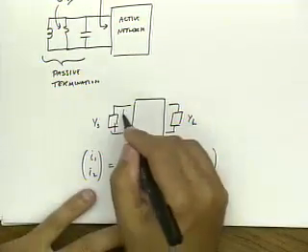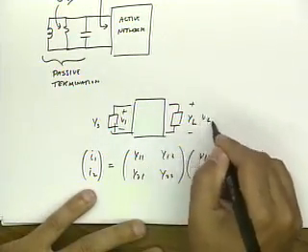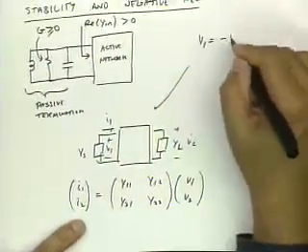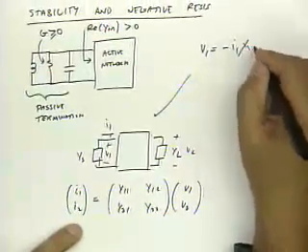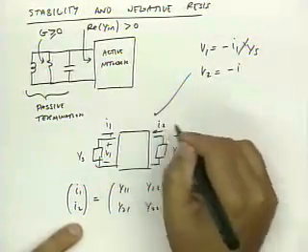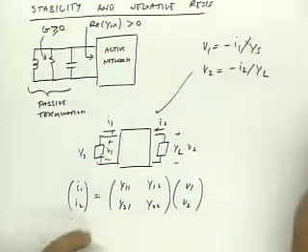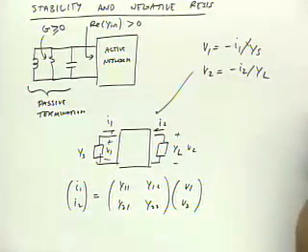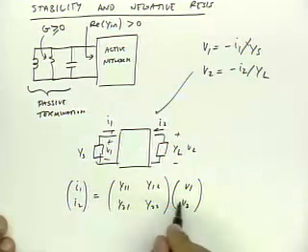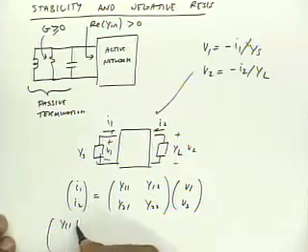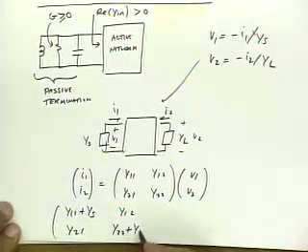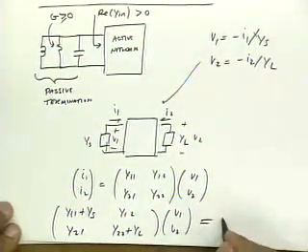And in particular, V1 and V2 in this case are just related to the current. If this is I1, V1 is minus I1 divided by YS, and V2 is also minus I2 divided by YL. So I can substitute for I on the left-hand side, and if I plug this in, I get the following equation: Y11 plus YS, Y12, Y21, Y22 plus YL, times V1, V2, is equal to 0.